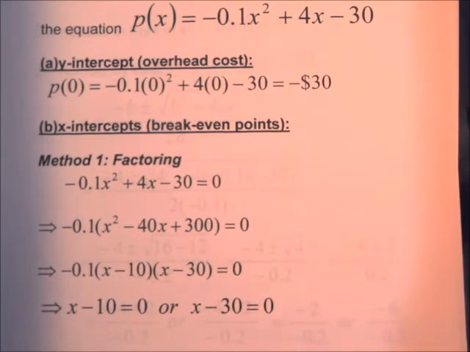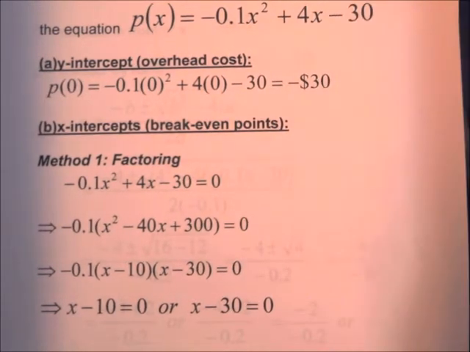Solve each equation for x. Add 10 to both sides, you get x equals 10. Add 30 to both sides, you get x equals 30. So the break-even points are when you sell either 10 or 30 gallons of paint.